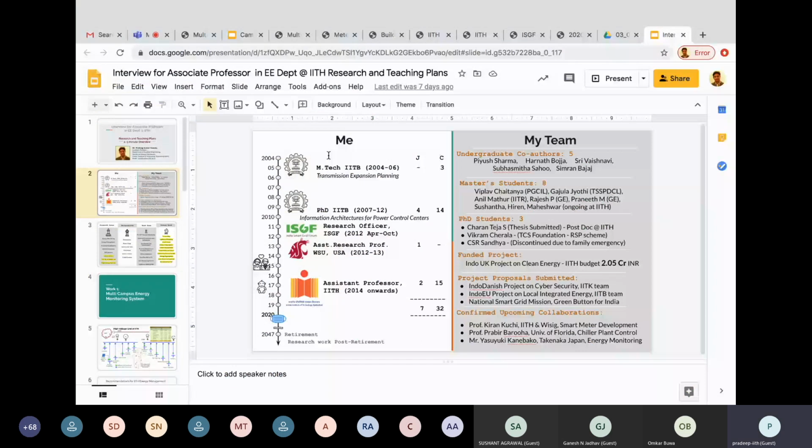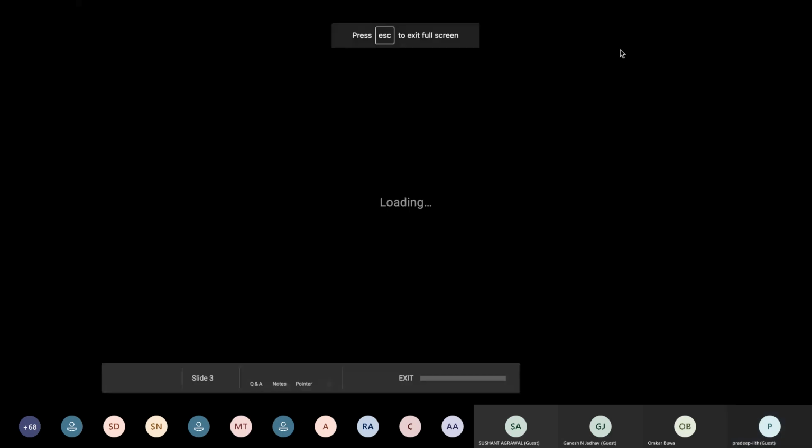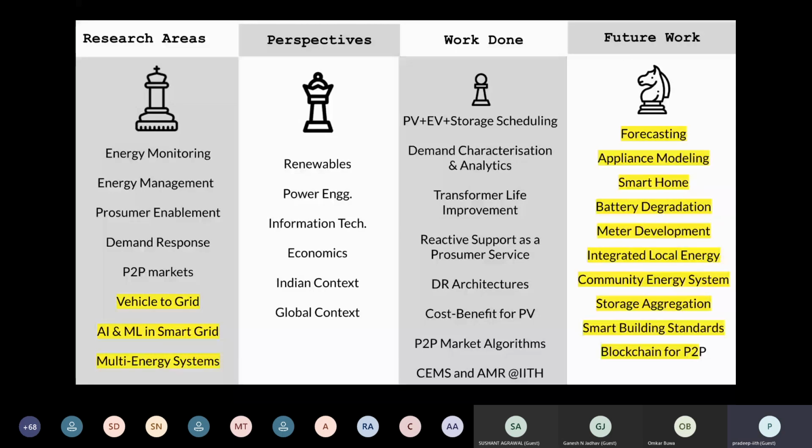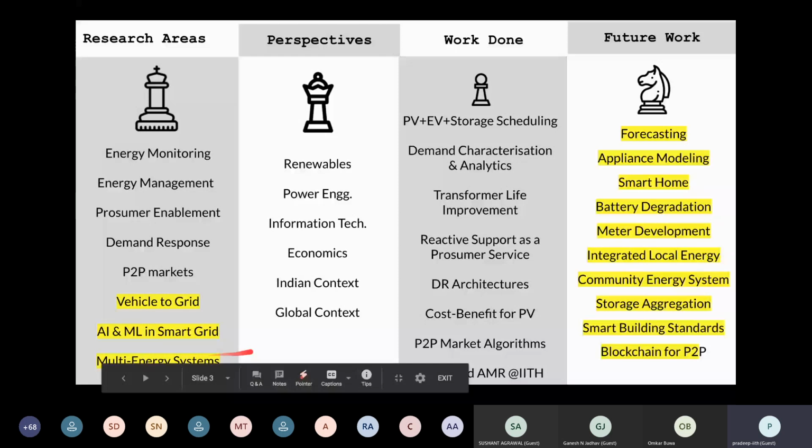So can you see this slide now? This is my general research plan for the next 4-5 years. The first column, on the left side: energy monitoring, energy management, prosumer enablement, demand response, and peer-to-peer energy markets. These are some of the topics I already started. Then vehicle to grid, AI and machine learning in smart grid, then multi-energy systems, where not only electrical energy but thermal energy and various other types of energy are combined.